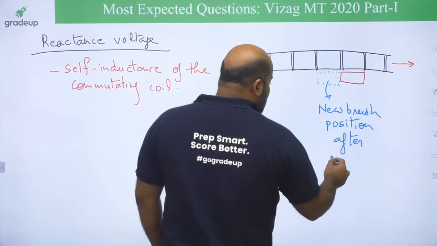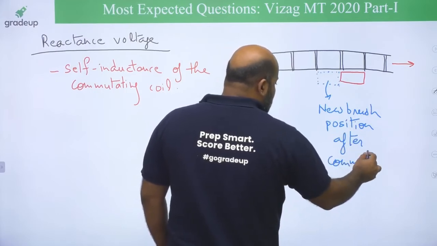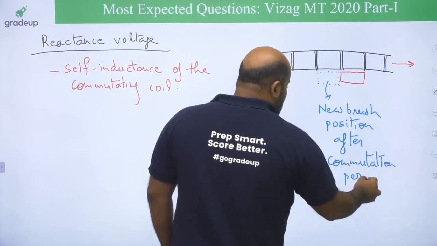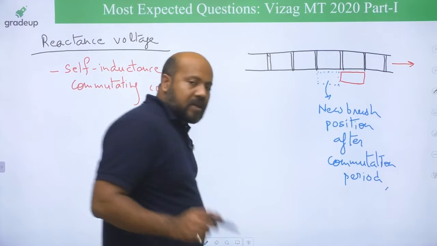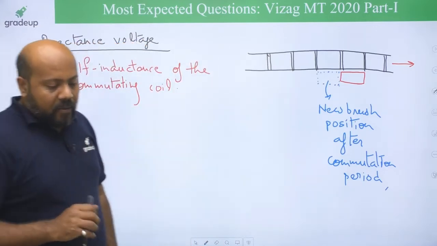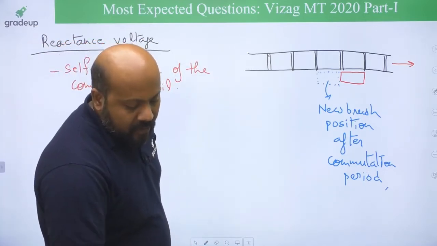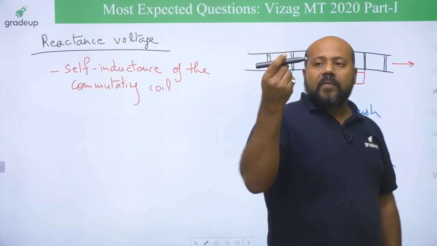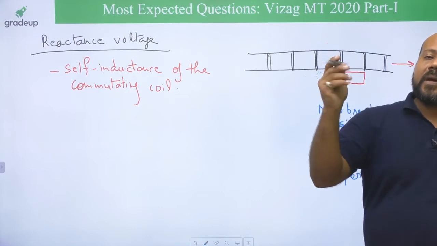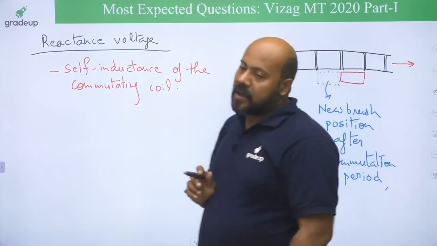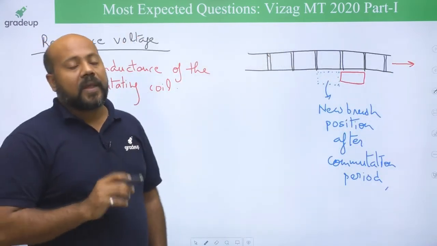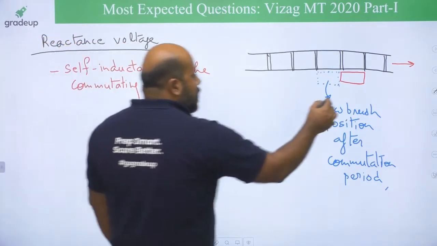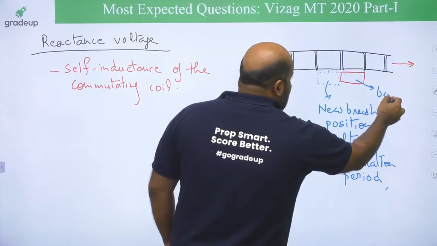After commutation period. What is commutation period? Commutation period is the time in which the current in the commutating coil is reversed from plus IC to minus IC. When there is a complete reversal of the current in the commutating coil, we call it the commutation period. Are you getting this? Now see what is happening.